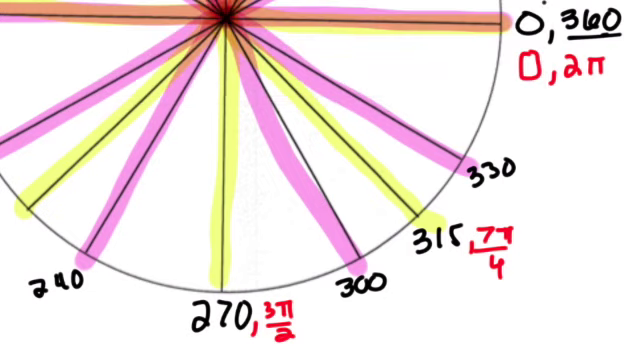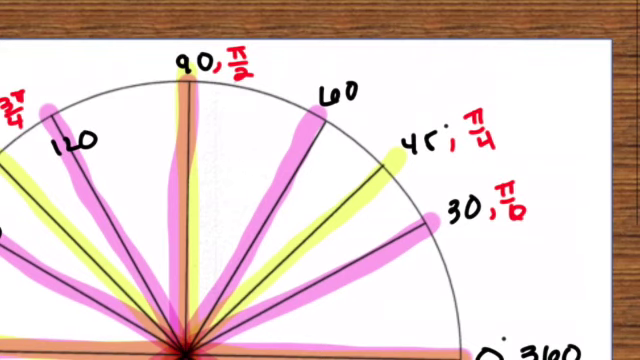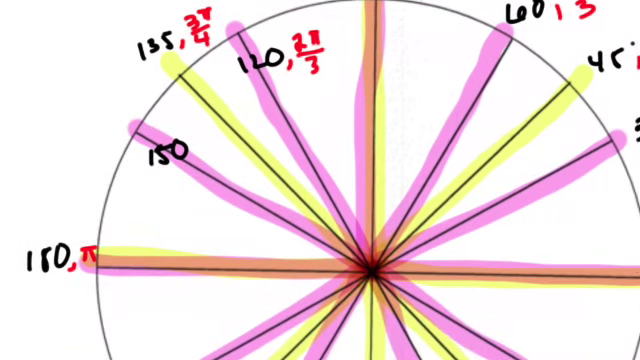Remember, with radians, it goes by pi over 6s. So here, this is going to be pi over 6. Then this will be 2 pi over 6, which simplifies to pi over 3. Then this will be 3 pi over 6, which reduces to pi over 2. Then this next piece is 4 pi over 6, which becomes 2 pi over 3. So then I've got 5 pi over 6 right here.